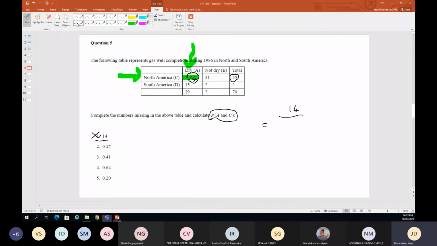If a question was conditional, that it said what's the probability of A and C given that you know it's North America, then it would have been divided by 45. Here they're only asking us what is the probability of the and. So in this instance, we still look at the total sample of 70. For this one, they didn't tell us given North America or given South America or given dry.